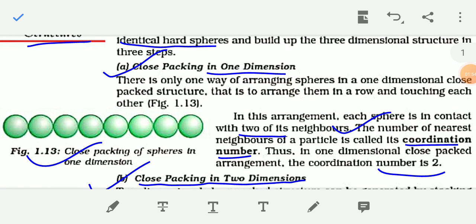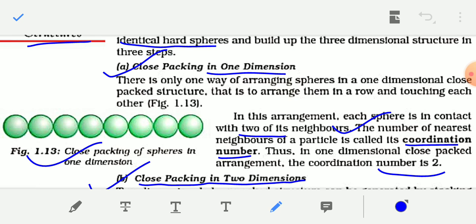It looks like this. The particles are arranged only in one direction. So there is only one way of arranging spheres in a one dimensional close packed structure, that is to arrange them in a row, touching each other. In this arrangement you can see each sphere is in contact with two nearest neighbors. That's why the coordination number of each sphere is 2.